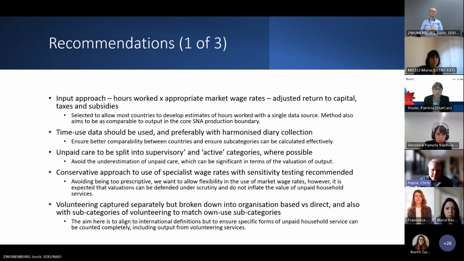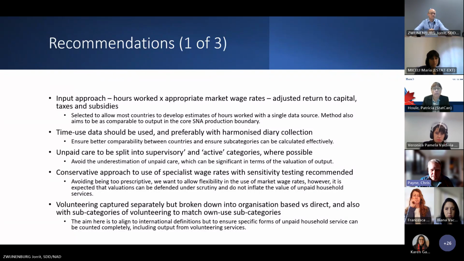So, recommendations in detail: we were proposing the input approach, taking hours worked and using appropriate market wage rates, adjusted with return to capital, taxes and subsidies to create the valuation of unpaid work. We were recommending time use data as a single data source for countries to compile comprehensive estimates of unpaid work.